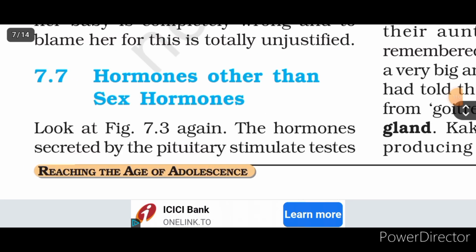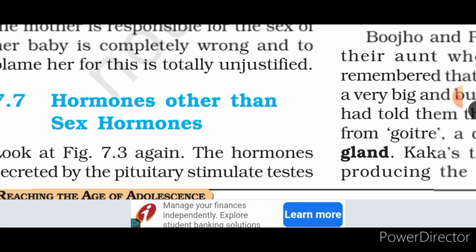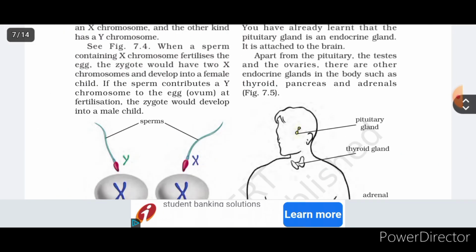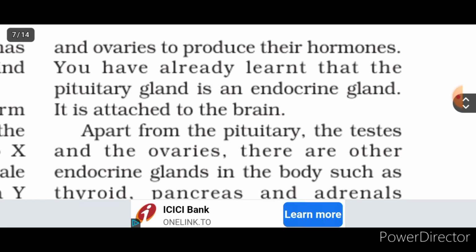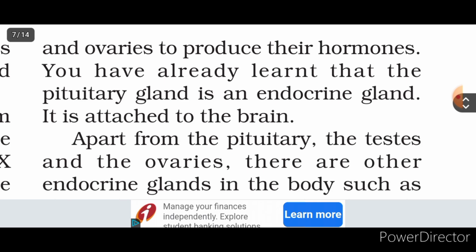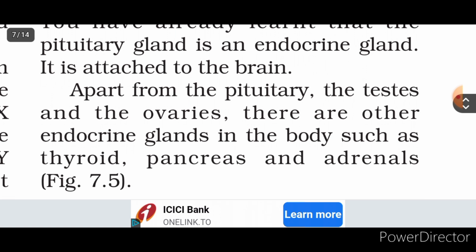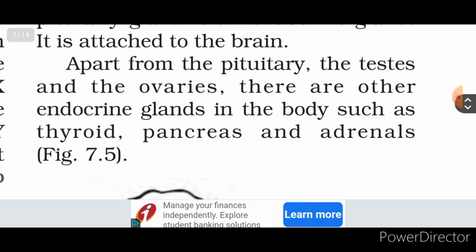Hormones other than sex hormones. The hormones secreted by the pituitary stimulate testes and ovaries to produce their hormones. You have already learned that the pituitary gland is an endocrine gland. It is attached to the brain.